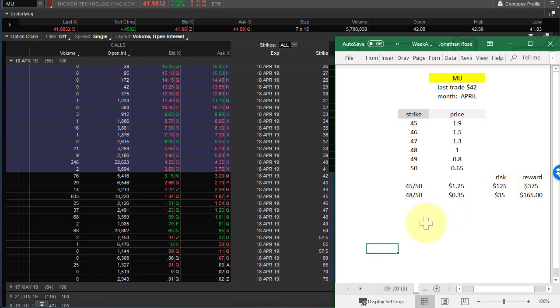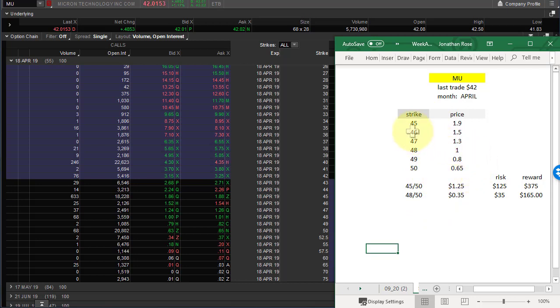For me, this is way better than just buying the outright stock. Here you get leverage. Here you get a fixed amount of risk. There's no surprises. You know exactly what you're getting into before you do the trade. So this is what I'd like. Any one of these spreads make a ton of sense for me.